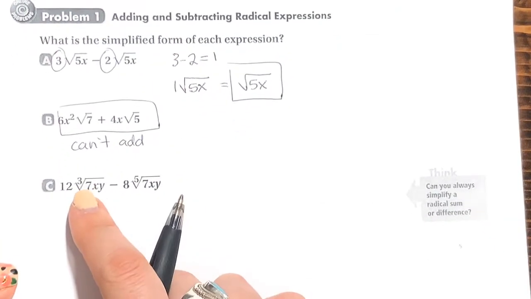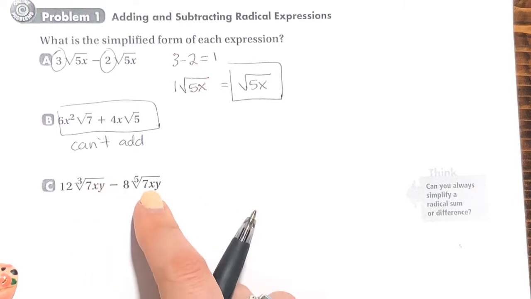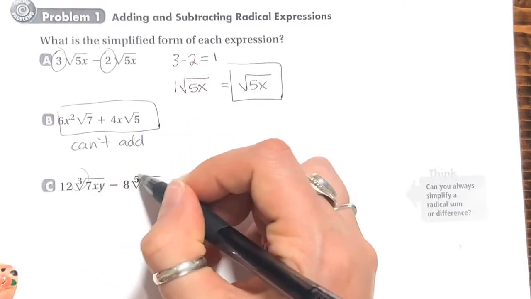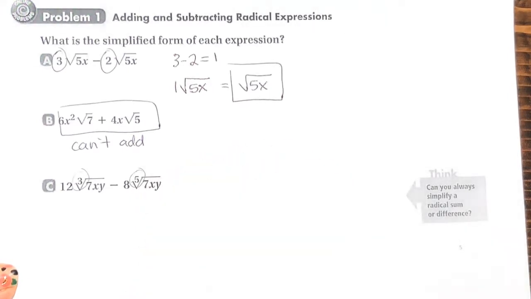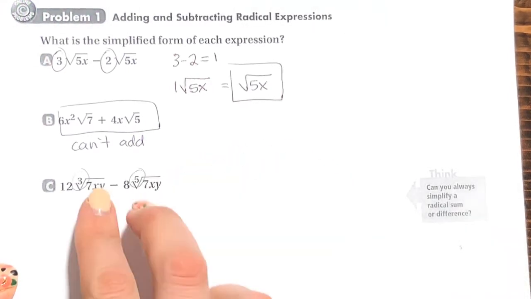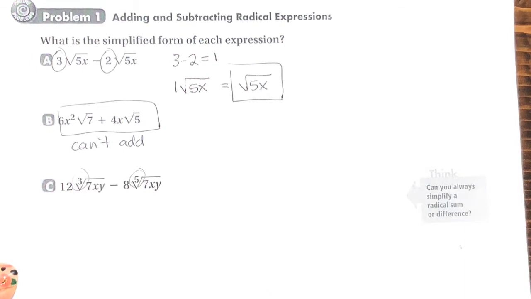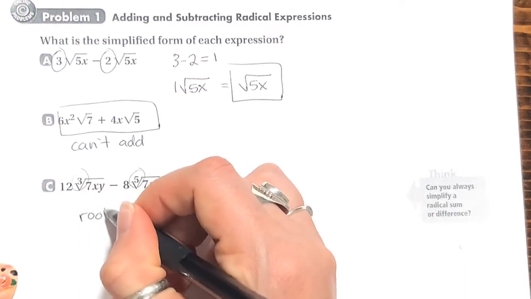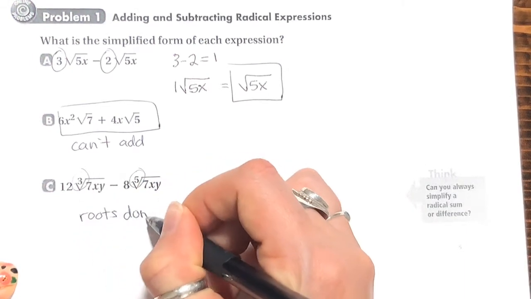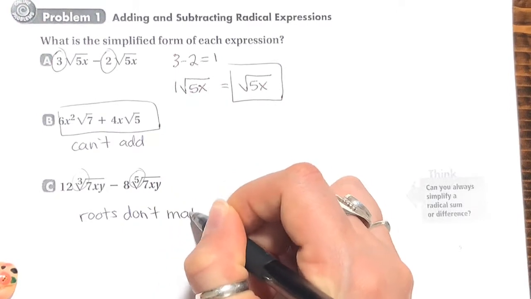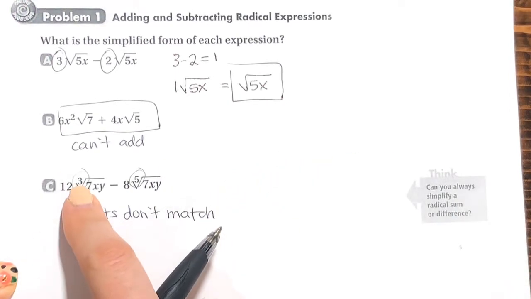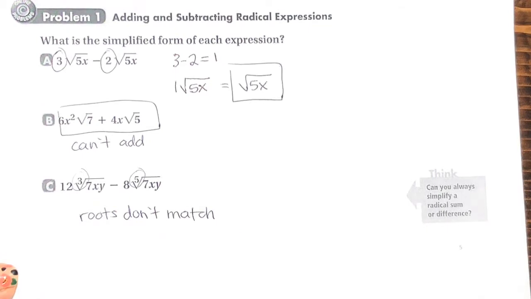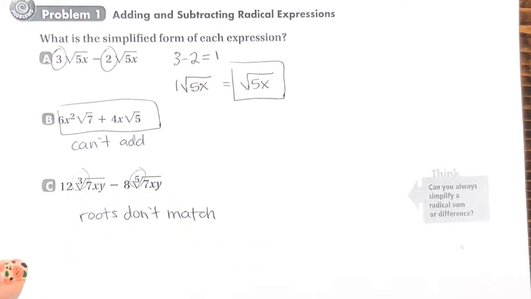And then on this one, we look and see that they're both a 7xy and a 7xy, but we have a cube root and a fifth root. So the root also has to match. So because the roots don't match, we can't add them. So always look to make sure that your root type matches and that the inside of the root, the radicand, is what we call it. Make sure your radicand matches.